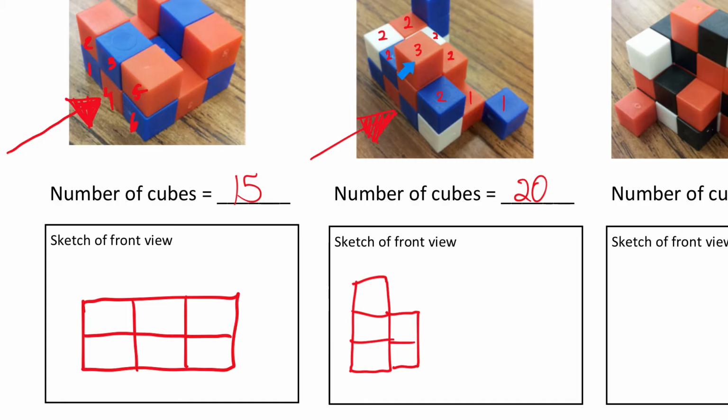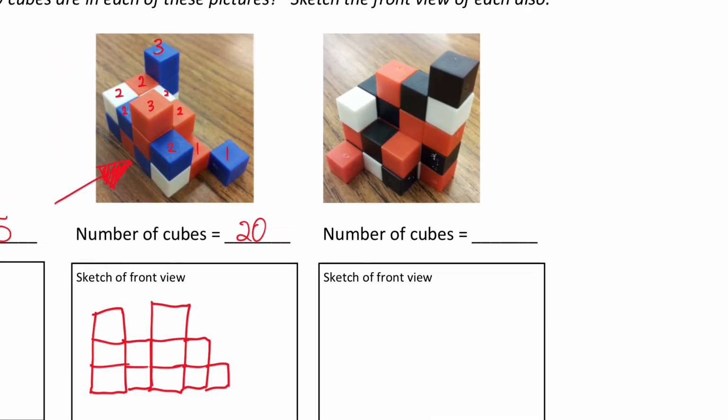Then on this one, how many are you going to see? 3. Obviously, you're going to see 3 on that one. Okay. How many are you going to see on this one? 2. And then you have this one right here also when you're looking from the front. It's just going to be 1. So like this.